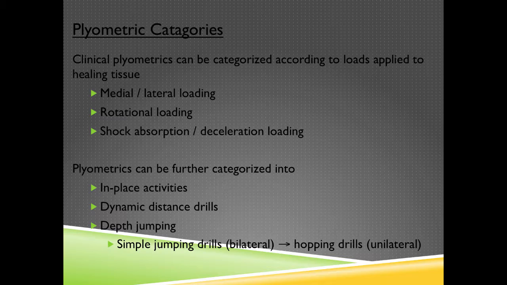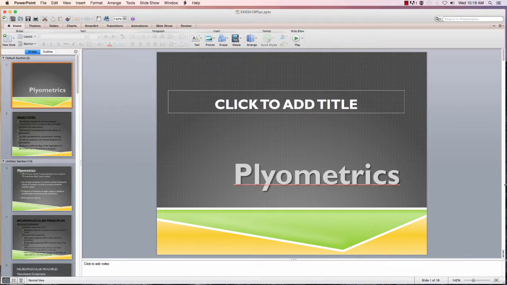You can also further categorize it into some different in-place activities, dynamic distance, depth jumping. You can do just quick jumping, straight up, maybe touching in the same spot on the wall repetitively. You can do dynamic distance, so how far are you able to jump out and still control it. And then you can do some depth jumping, how high can you jump? Or jumping off of a box onto the ground and then jumping up onto a higher box from there. And again, you can work from simple to more complex by going from bilateral to unilateral.